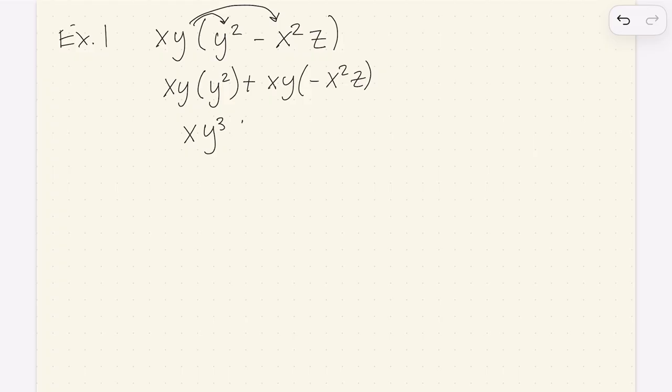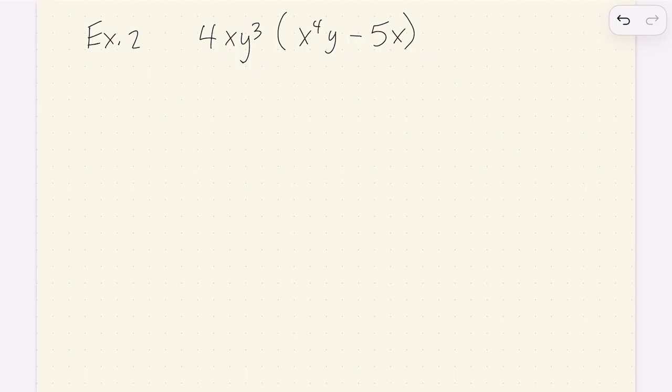And then we have plus a negative, or a positive times a negative. When we are multiplying a positive times a negative, we get a negative answer. So this is going to be minus. We have x times x squared, which is x cubed. And then we will have y and z. So this is our answer, xy cubed minus x cubed y z.